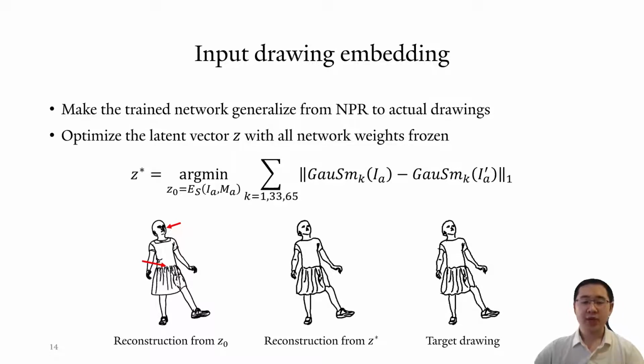As shown at the bottom left, the initial reconstruction from Z0 is quite different from user input. We optimize the latent vector Z with all the weights frozen in the trained network, so the drawing reconstruction from the optimized latent vector Z star can be very close to the target.